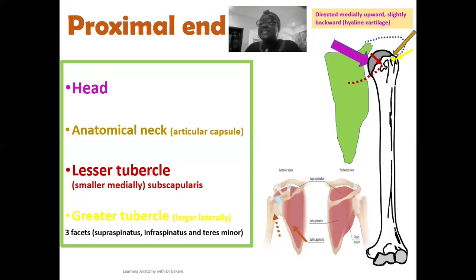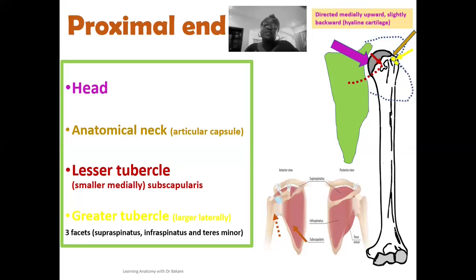Don't forget that the supraspinatus muscle is located at the posterior surface of the scapula. It is located at the superior surface of the scapula, superior to the spine of the scapula. And this is what is related to the superior facet on the greater tubercle of the humerus. Then if you go to the middle facet, that is also highlighted here in yellow, you see the infraspinatus muscle.